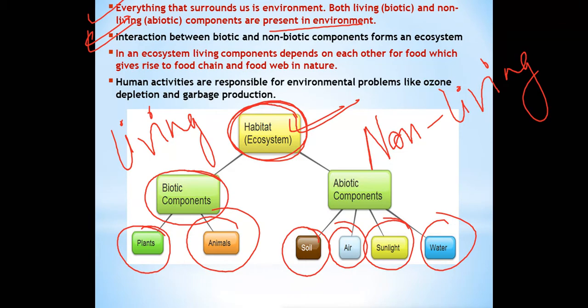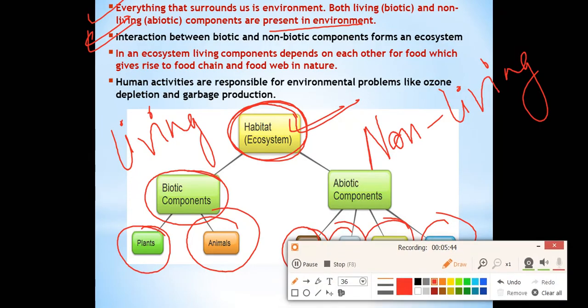In an ecosystem, living components depend on each other for food, which gives rise to food chain and food web. Yes, in an ecosystem, living components depend on each other. For example, plants are eaten by the herbivores. Herbivores are eaten by the carnivores, and carnivores are again consumed by the decomposers. Correct? So each organism depends on the others, and that forms a food chain.